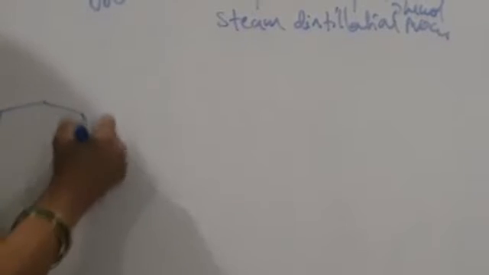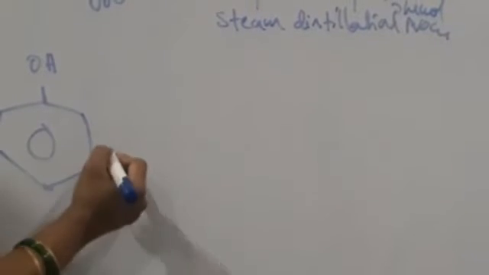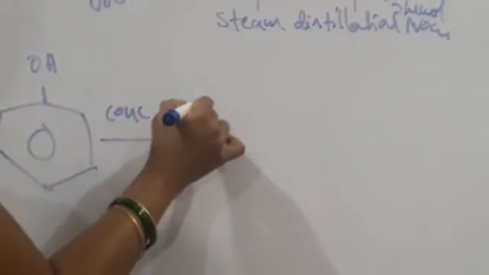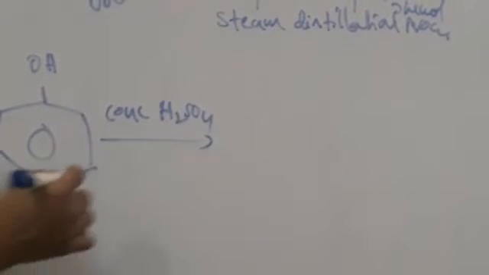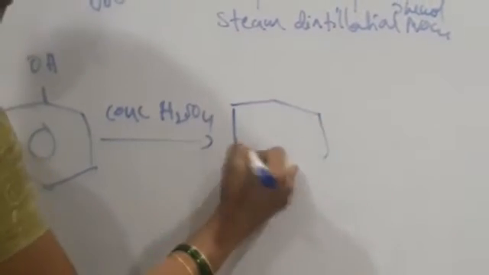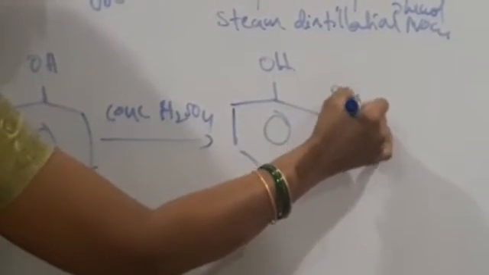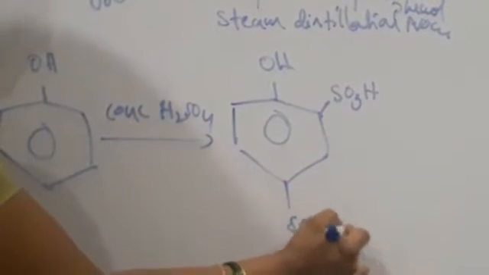So in this, first phenol undergoes sulfonation. Sulfonation takes place in presence of concentrated sulfuric acid. So what is the reagent here? Concentrated sulfuric acid. First we get the sulfonated compound. Here the SO3H group is substituted at the ortho and also para position.